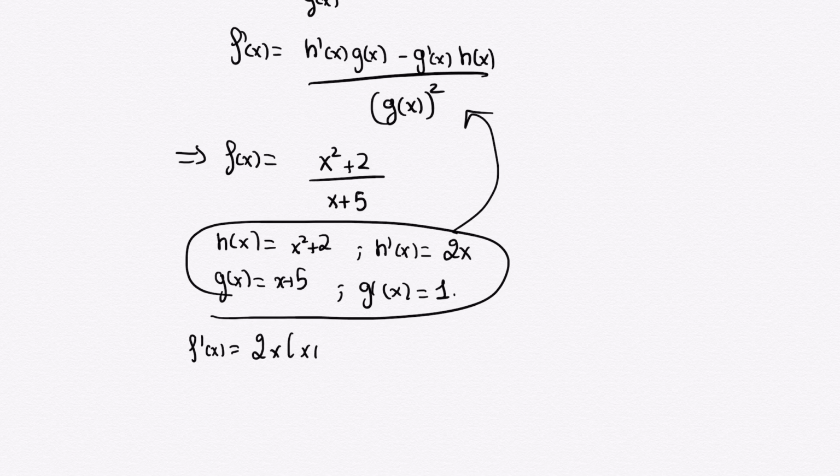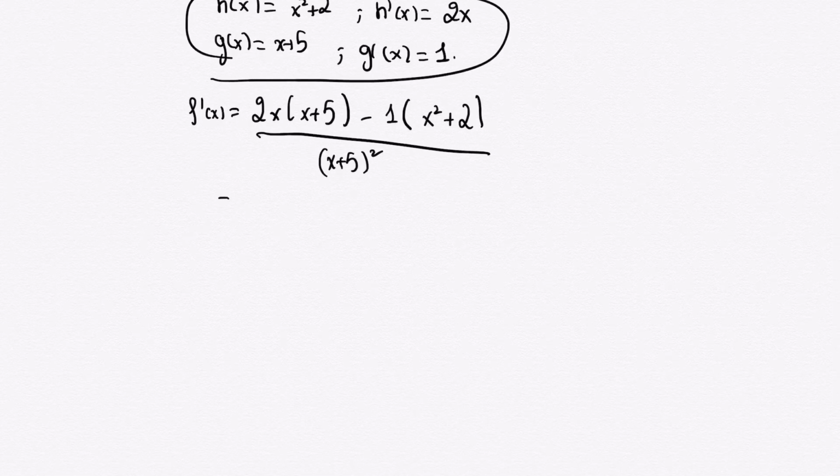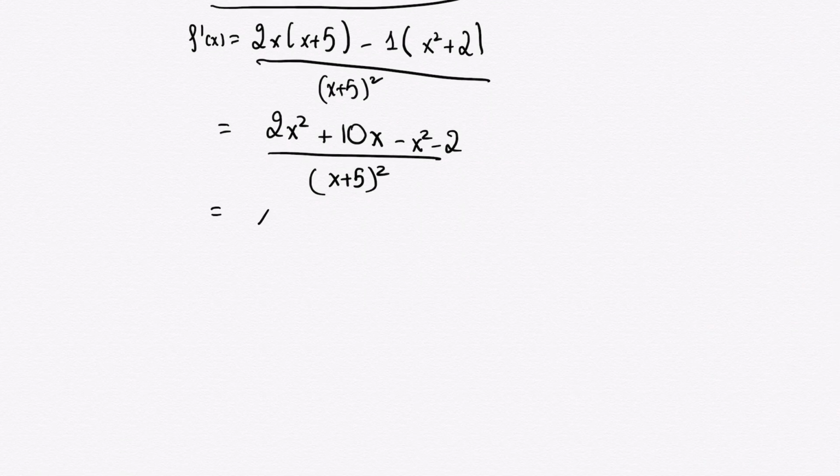2x times x plus 5 minus 1 times x squared plus 2, the whole thing divided by x plus 5 squared. So this is equal to 2x squared plus 10x minus x squared minus 2, the whole thing divided by x plus 5 squared. So this is equal to x squared plus 10x minus 2 divided by x plus 5 squared, which is equal to f prime of x.